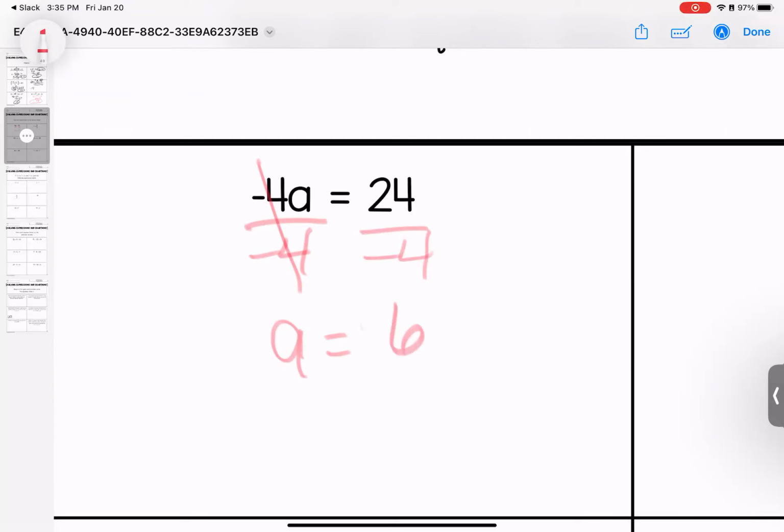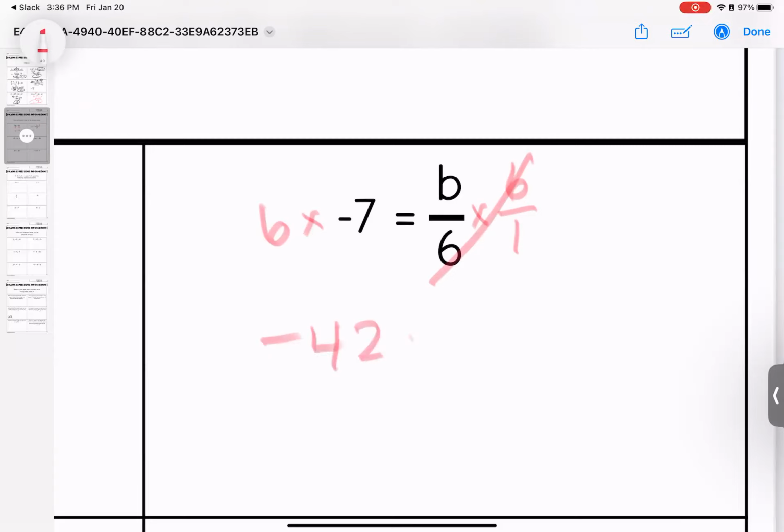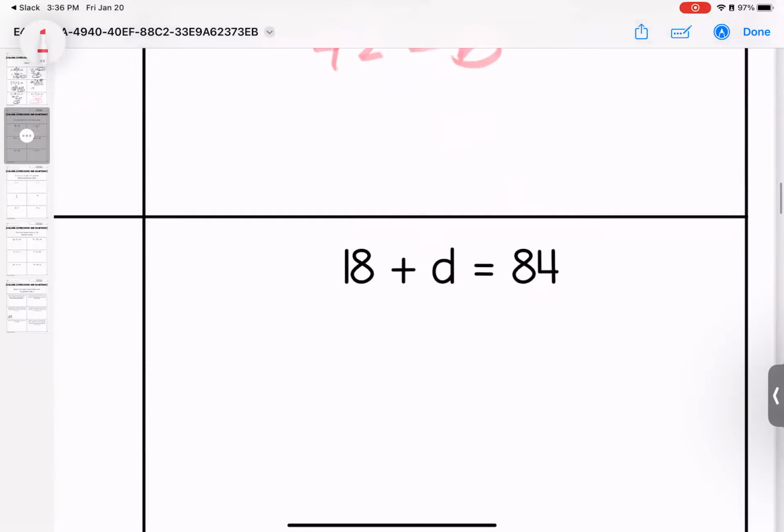24 divided by 4 is 6. Opposite signs make it negative. Over here, b divided by 6, which means we're going to multiply by the opposite. That cancels these out. Multiply by 6 on this side. 6 times 7 is 42. It's negative, is equal to b.